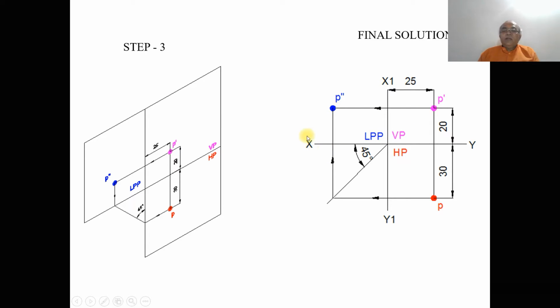So then you measure and mark all these XY, X1, Y1 and VP, HP and LPP, and mark these points P dash, P and P double dash. This is how we will be able to get the final solution for the projections of points in the second quadrant. Now we will try to solve the same problem using CAD software.